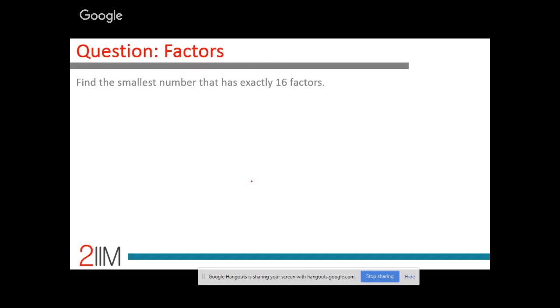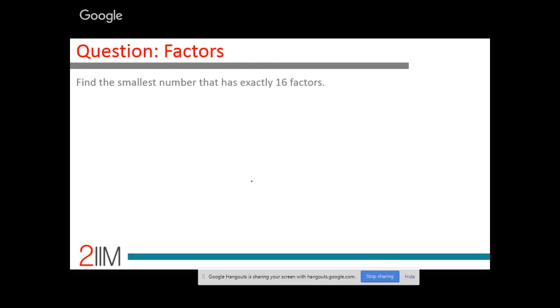It's a wonderful question. It's a classic question. It's a wonderfully tough question. So take your time. Get this right. You want to find the smallest number that has exactly 16 factors. Try to find a number with 16 factors. And then we'll go to a variant of that number, smallest number, and the rest of it.